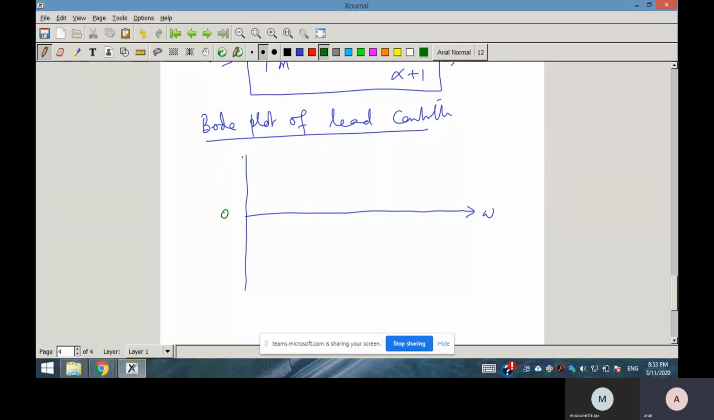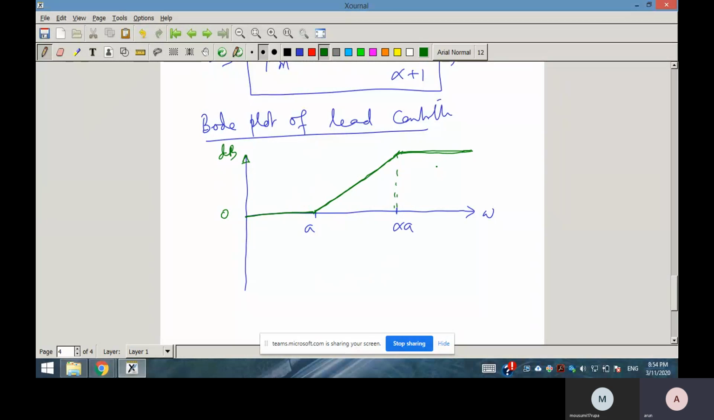Suppose this is 0 dB, this is the dB scale, and this is omega equal to a and alpha a. So how will the plot look? Because of the zero, it will have unit slope here, and then because of the pole at s equal to minus alpha a, this slope will get nullified. So it will provide gain amplification.